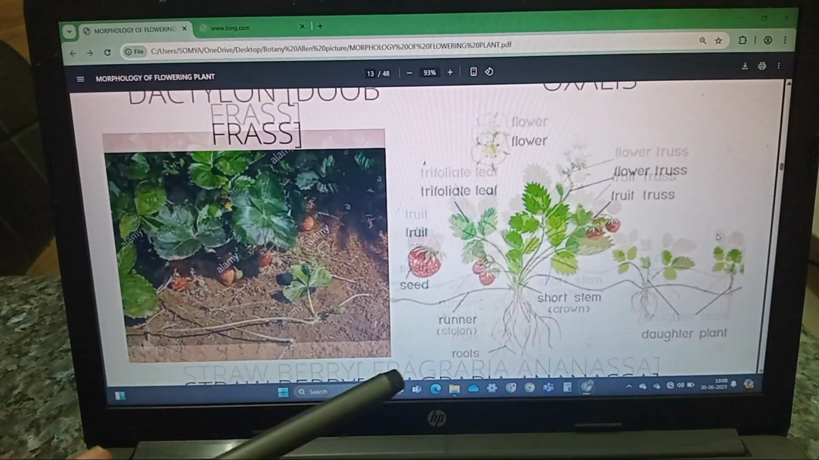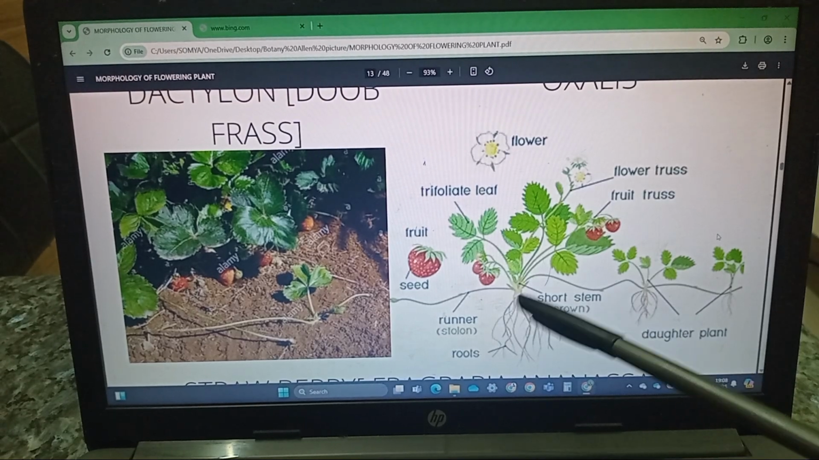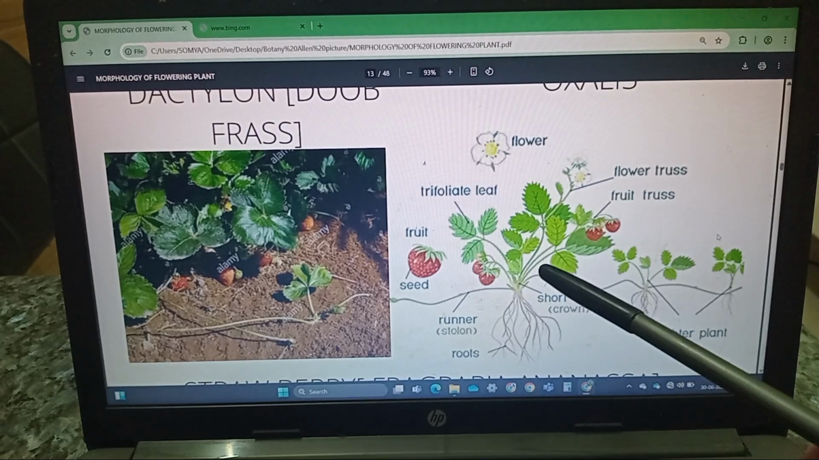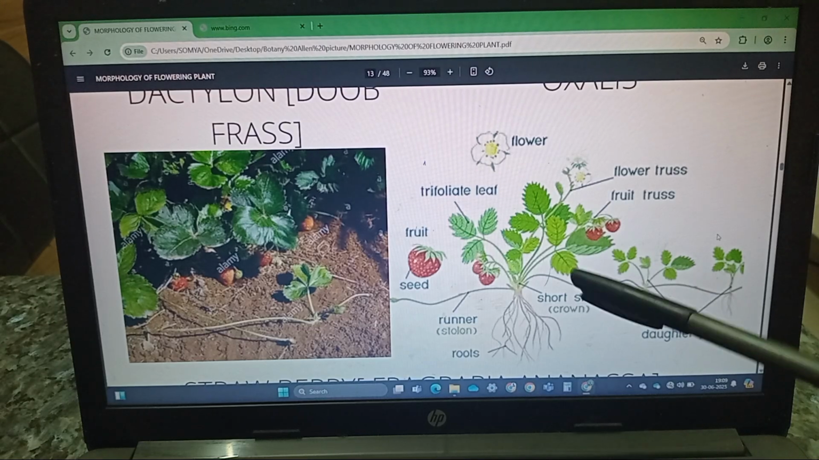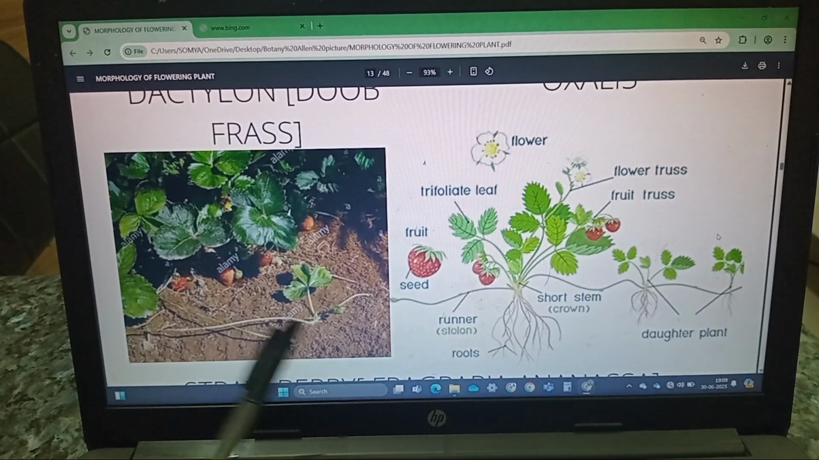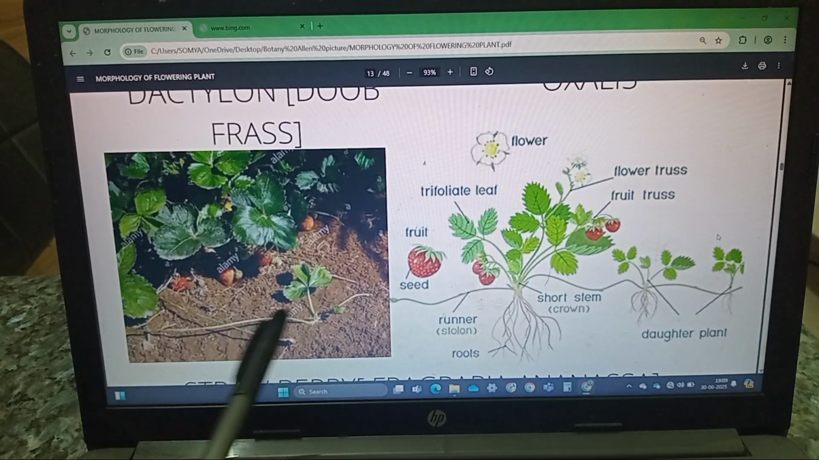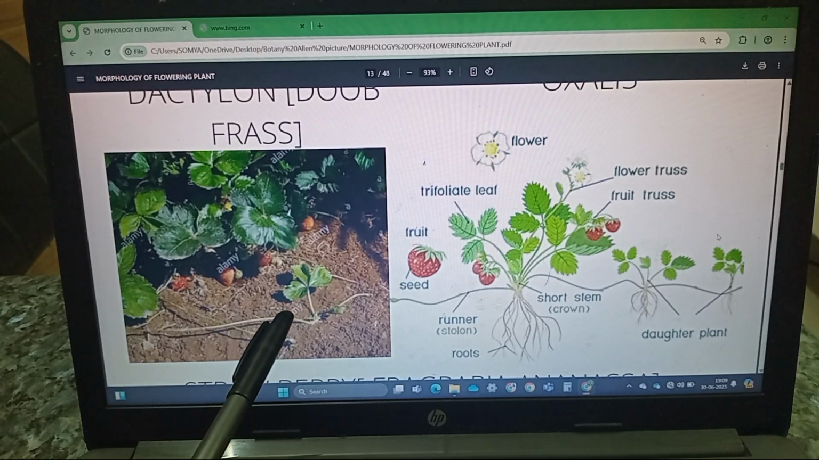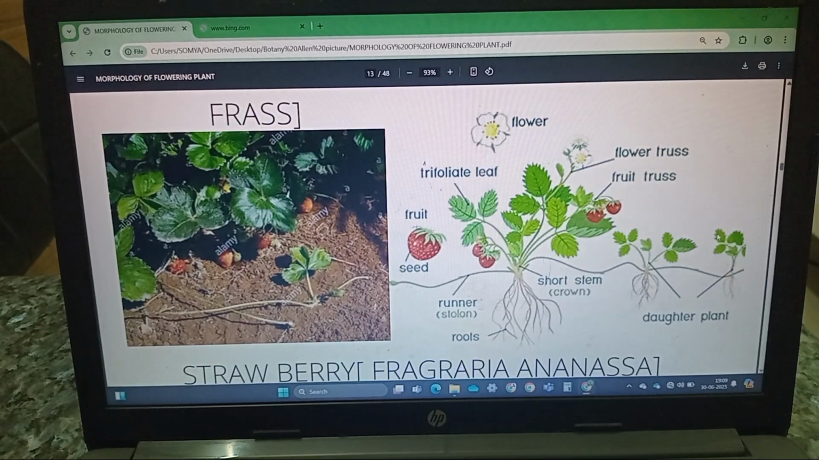The second is this stolon. In stolon, the branch develops from the lower part of the stem, and this goes up and laterally for some distance and again enters into soil. This is a very good picture in which this new little branch has given rise to this new plant, and in between there is a very long internode. This is found in strawberry and jasmine.